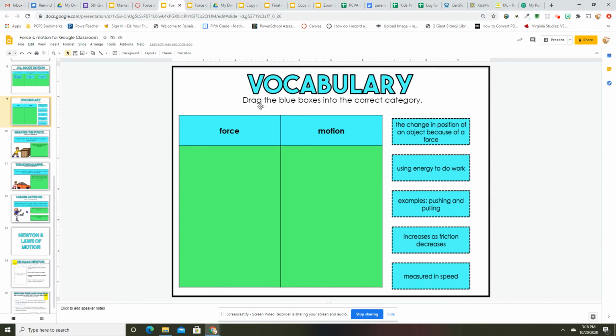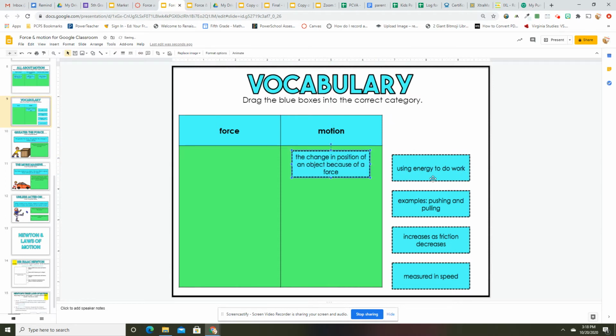All right, so vocabulary. Drag the blue boxes into the correct category. Woo, that was loud. Okay, the change in position of an object because of a force. So that would be motion. Using energy to do work.